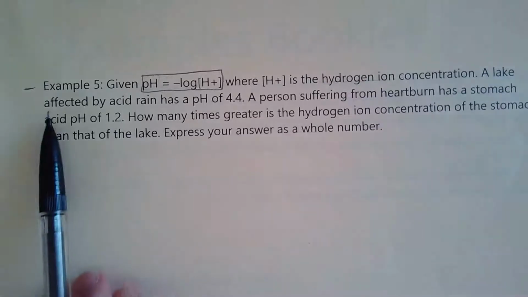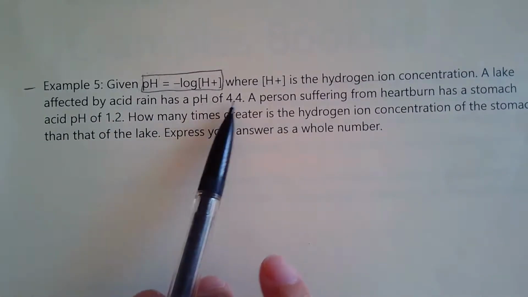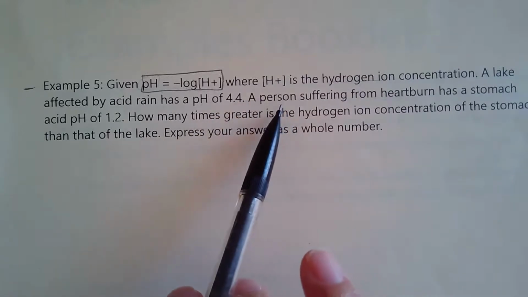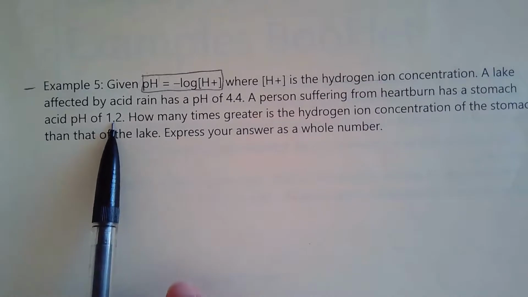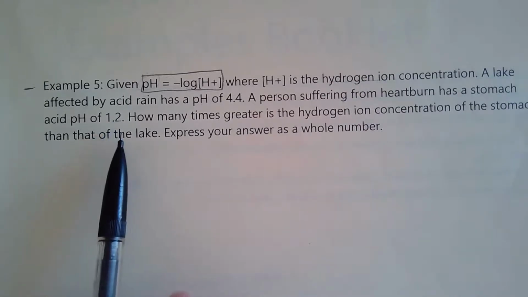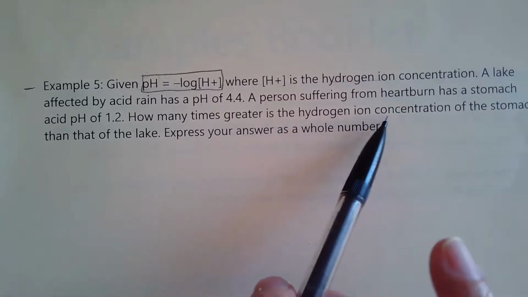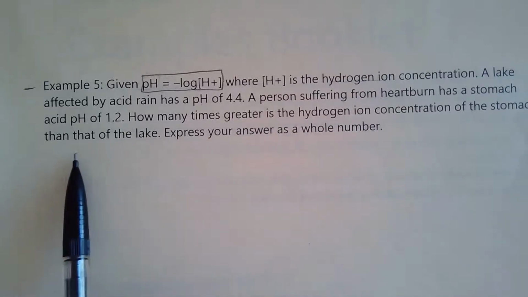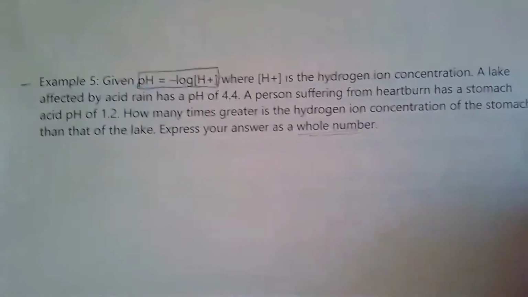A lake affected by acid rain has a pH of 4.4. A person suffering from heartburn has a stomach acid pH of 1.2. How many times greater is the hydrogen ion concentration in the stomach than that of the lake? Answer as a whole number.